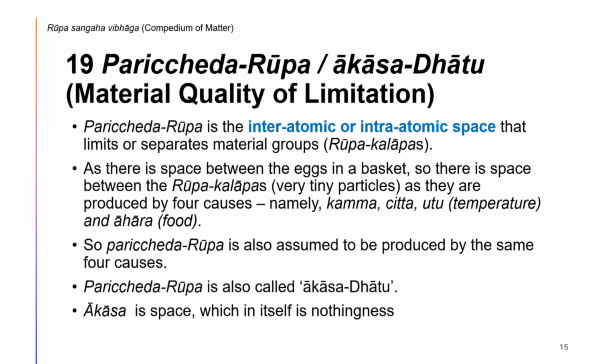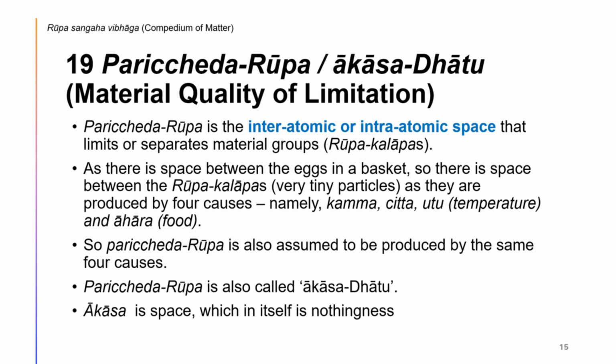Okay, next one, the 19th element. Pariccheda Rupa, or Akasa Dhatu, or what I call material quality of limitation. So in the universe, there is void, so many planets down there. For the planet to grow or to move around, you need the void. So this is talking about the space down there, the void space.